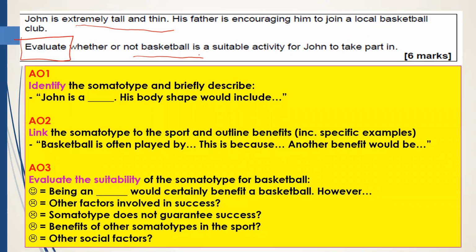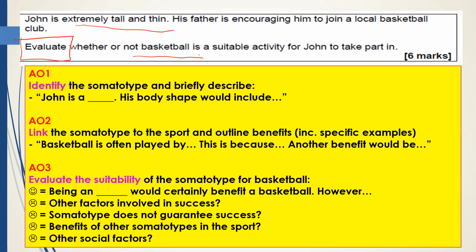This is how you might structure your answer once you get to writing it. So you identify the knowledge that you need to show here. In this case, it's saying that John is likely to be an ectomorph somatotype, and then add in 1 or 2 key features on top of what they've already said in the question. So they've said he's tall and thin. What else can you say? You could say likely to have narrow hips, narrow shoulders, not carrying very much excess weight.